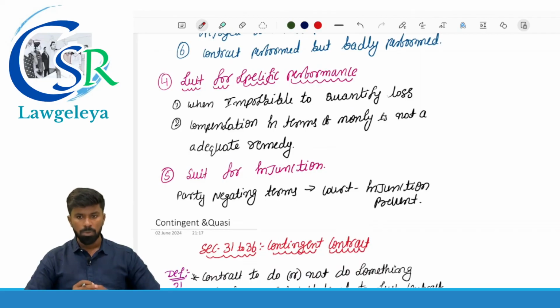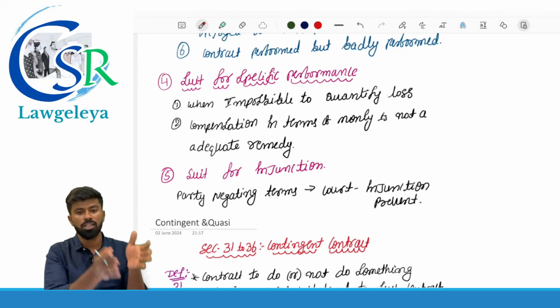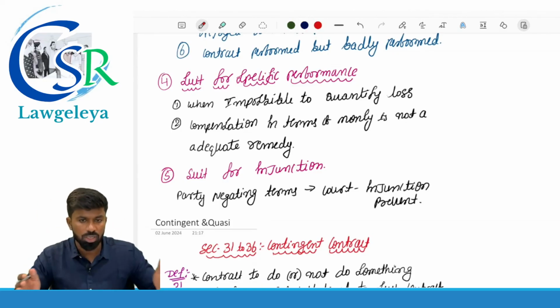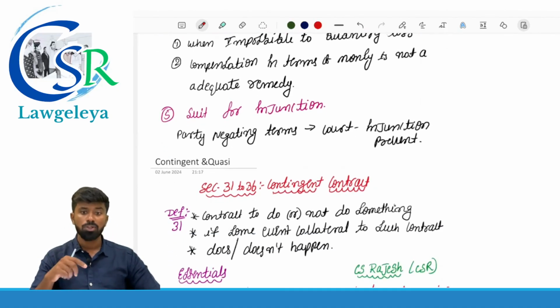Next one, the last remedy available in case of breach of contract is suit for injunction. In case a party is trying to avoid the contract, then the aggrieved party can go to the court and obtain an injunction to restrain the person from breaching the terms of the contract. So these are the remedies available in case of breach of contract, sections 73 to 75, but we have not covered sections 31 to 36, that is contingent contract as well as quasi-contract.